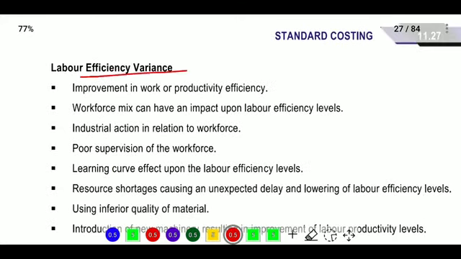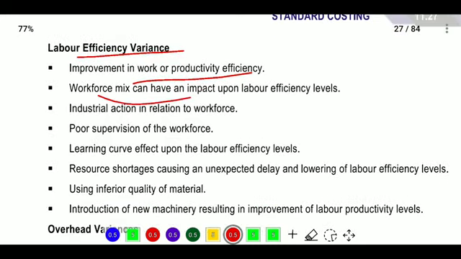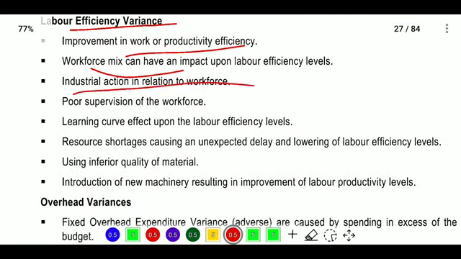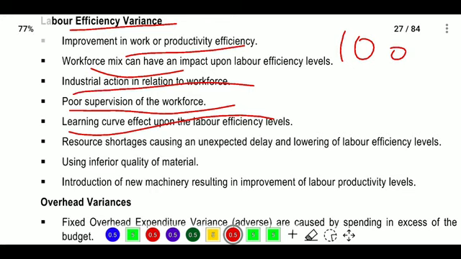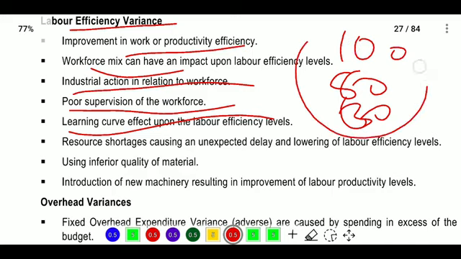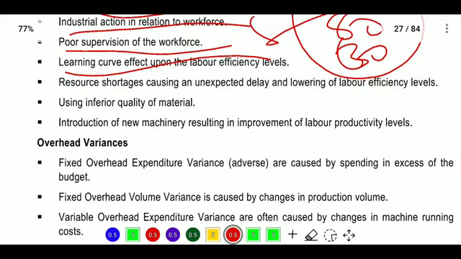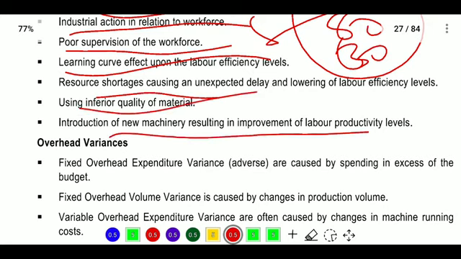Next, labor efficiency variance. Here, improvement in work or productivity efficiency and workforce mix. If you mix the workforce, then labor efficiency levels will change. Next, industrial actions in relation to the workforce. Poor supervision of workforce. Learning curve effect. Learning curve effect means if you take 100 hours the first time, the second time it takes 80 hours, the third time 60 hours, in that case your time will decrease for the same quantity. That is the learning curve effect. Resource shortages cause unexpected delay, lowering labor efficiency levels; using inferior quality of materials; introducing new machinery results in improvement of labor productivity levels.